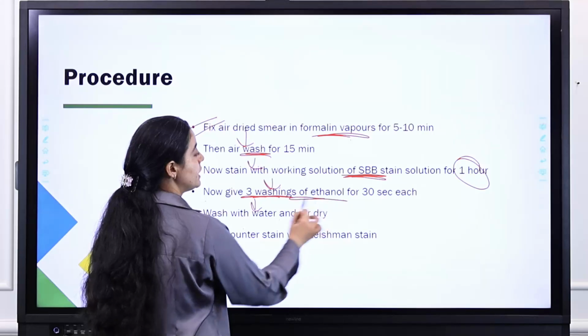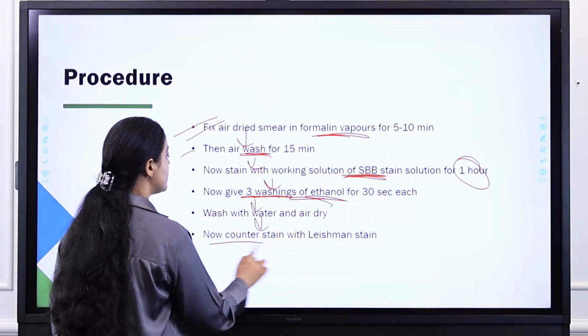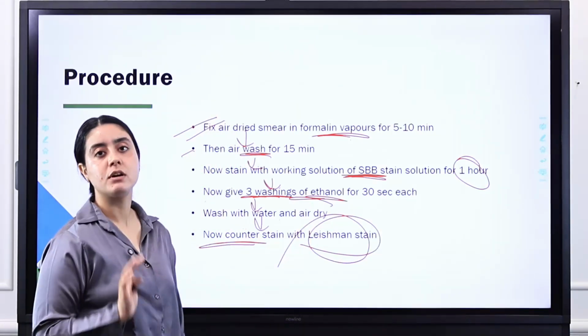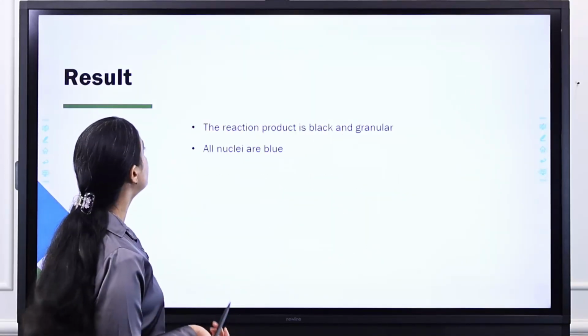First you have to wash with ethanol, then wash with water and air dry, and now you can counter stain your slide with the Leishman stain. Same procedures, every stain has the same procedures, do not confuse. So how will the results be?